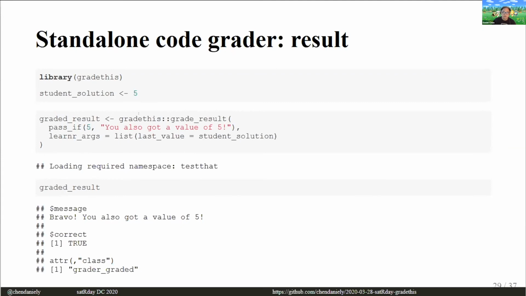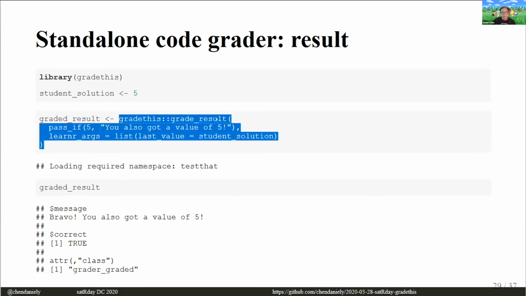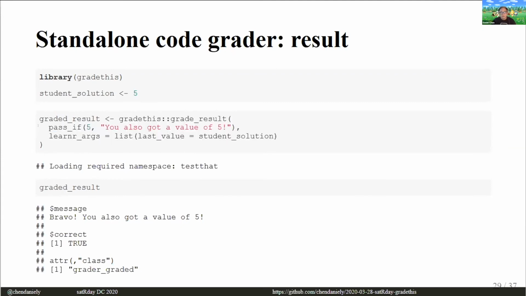And for just checking the result, you can straight up use the GRADETHIS grade result and your series of pass-if statements. And part of the reason, you'll see the remnants of learnr, args, et cetera. GRADETHIS used to be part of learnr and it got spun out as its own separate package.